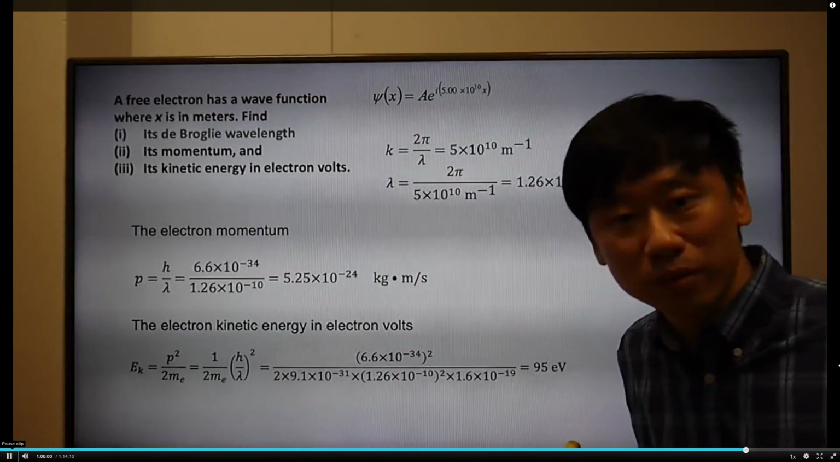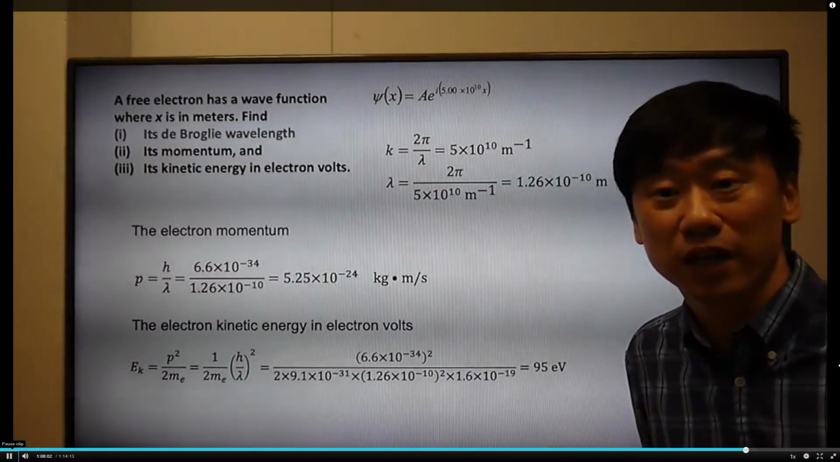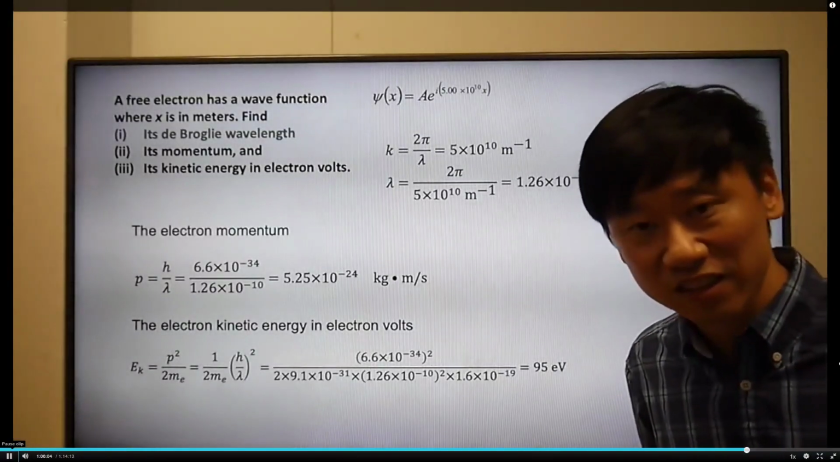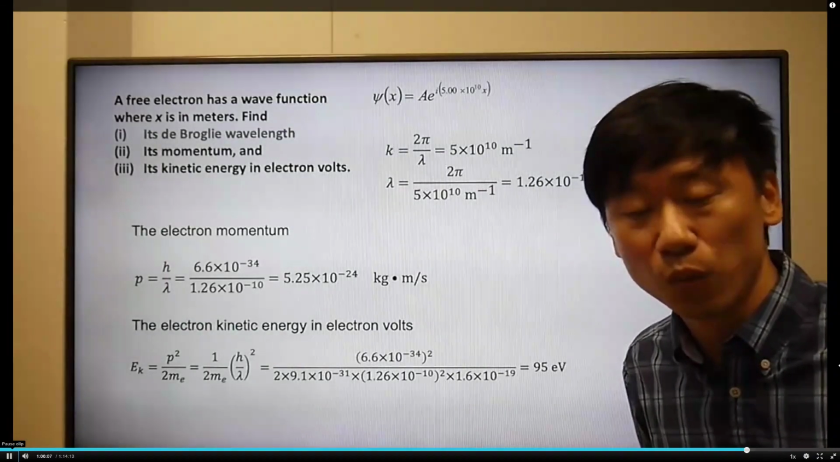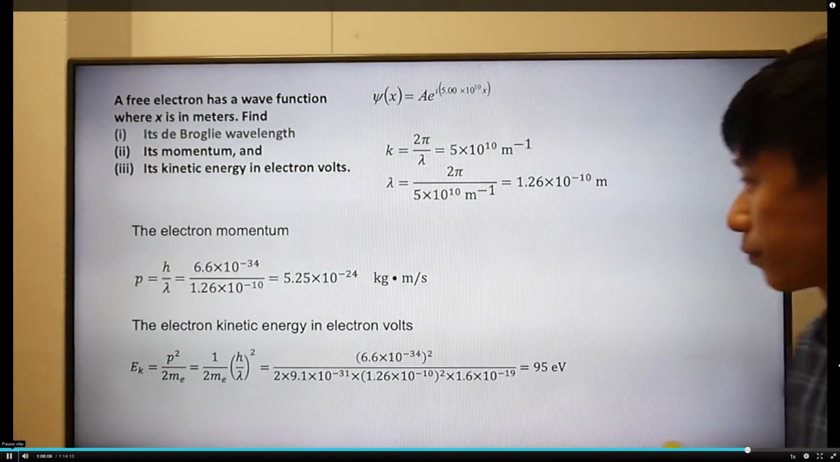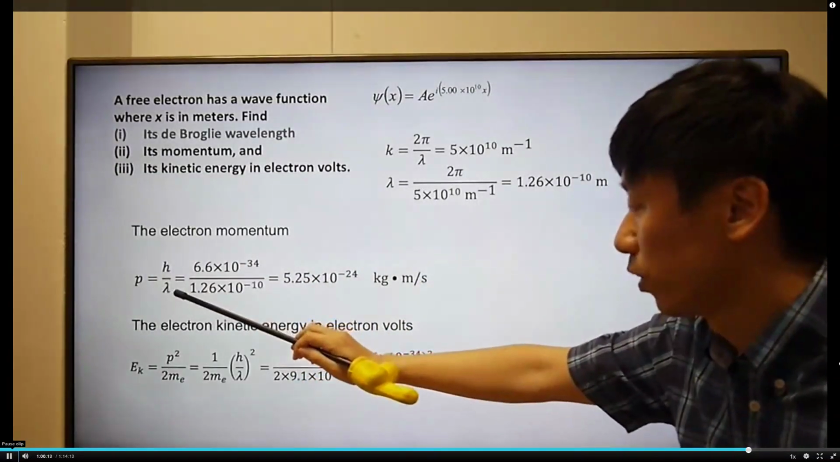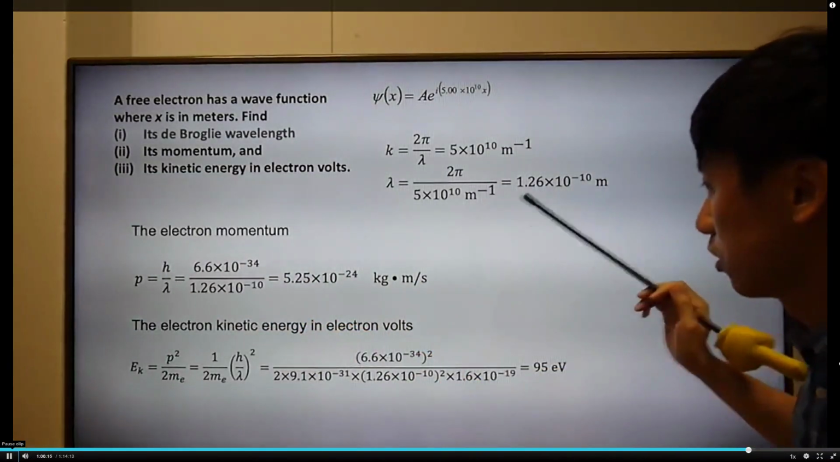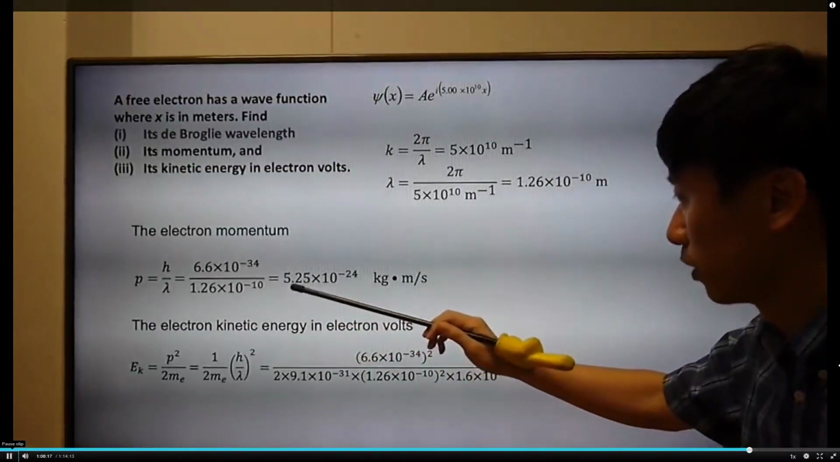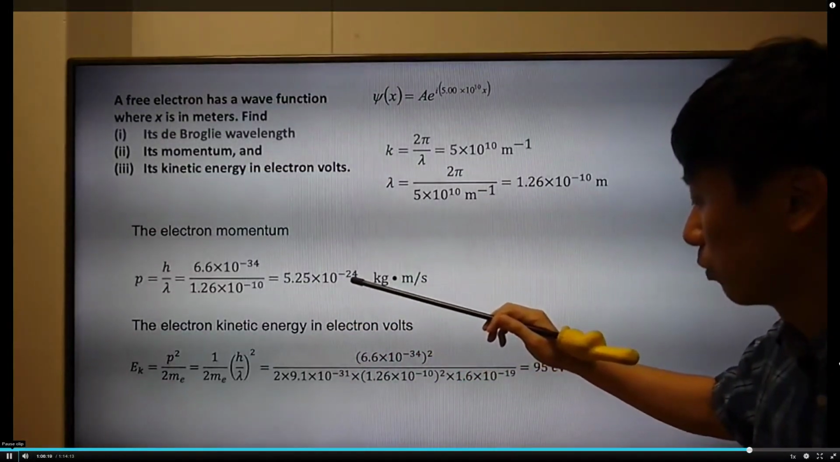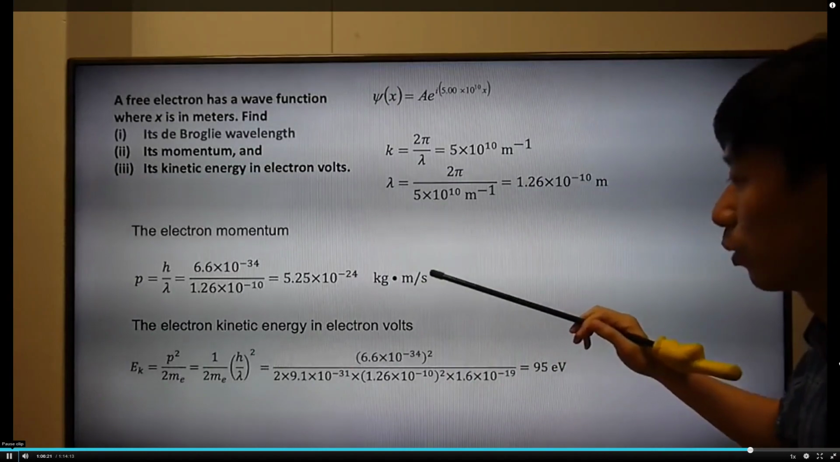If you have a wavelength, then you can define momentum and kinetic energy, or photon energy for light. So the electron momentum p is h over lambda, and lambda is here. So momentum is 5.25 × 10^-24 kilogram meter per second.